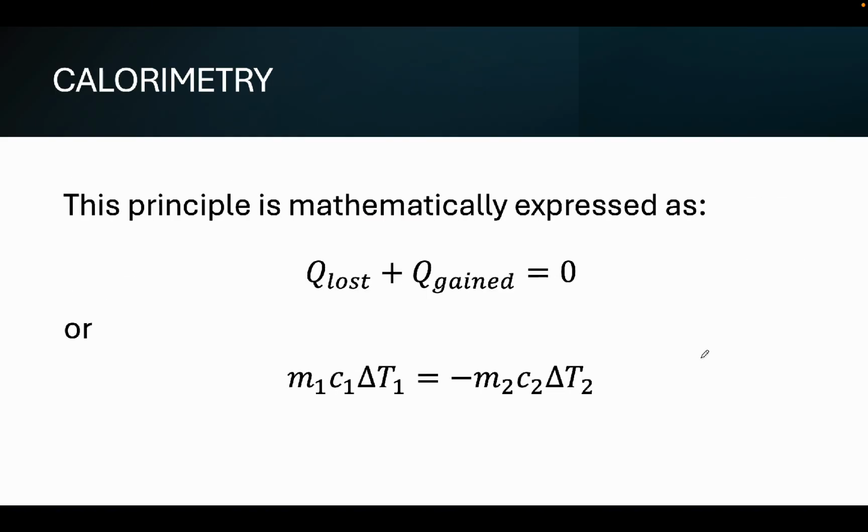So, we have the formula for this principle of conservation of energy, heat energy. We have Q lost, or the heat lost, plus the heat gained, must be equal to 0. Okay. Or, we can also substitute it as M1 times C1 times delta T1 is equal to the negative of M2 times C2 times delta T2.